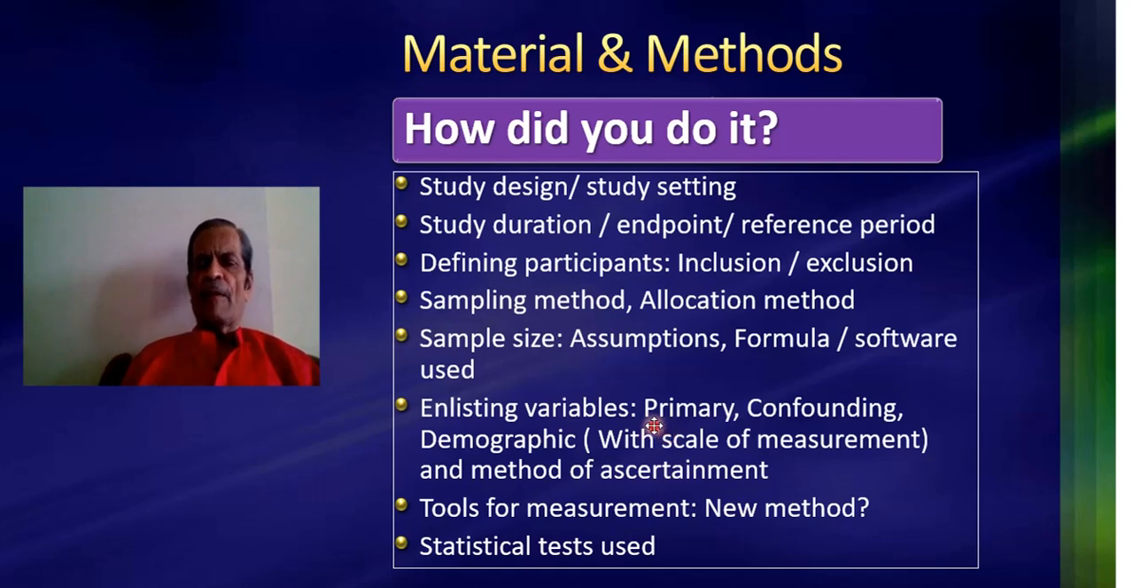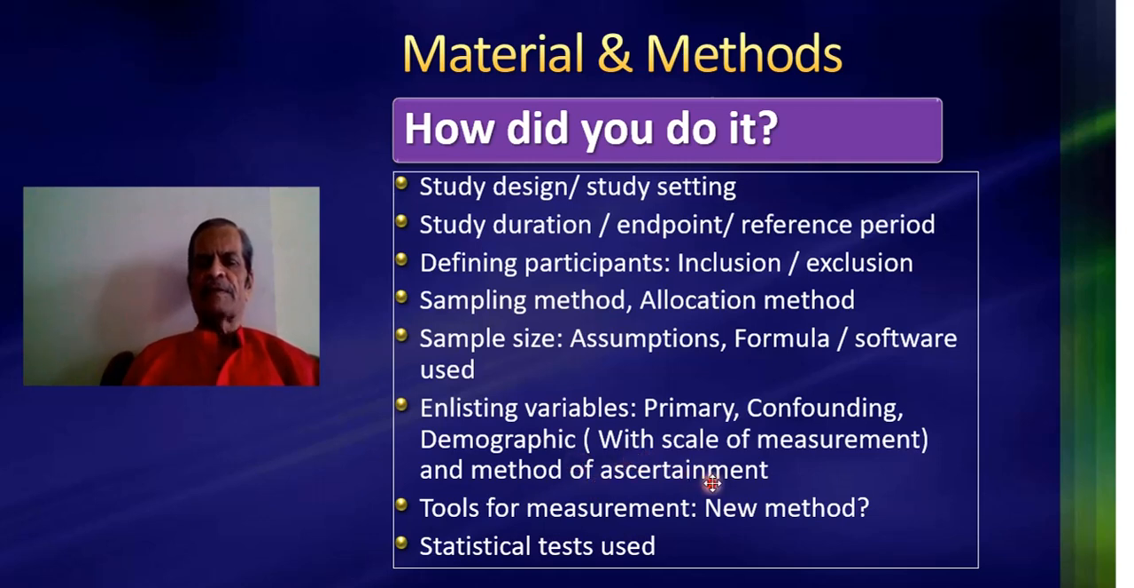So mention the name of the variable, then the scale of the measurement of the variable in the next column, and the method of assessment of that variable in the third column. So that completes the enlisting of the variables. For example, if it is age, then age is a ratio scale variable. So you must mention age in the list.